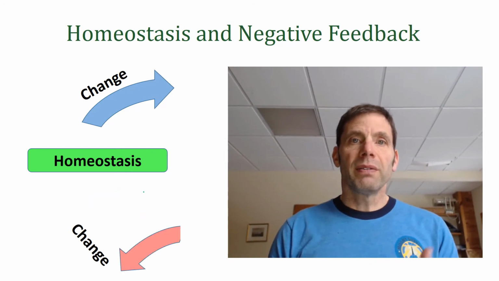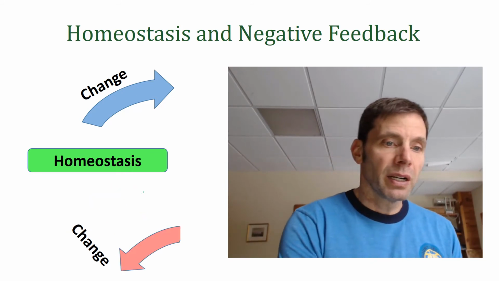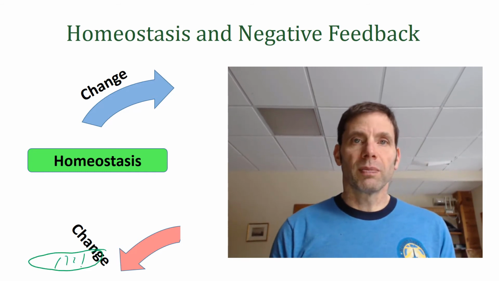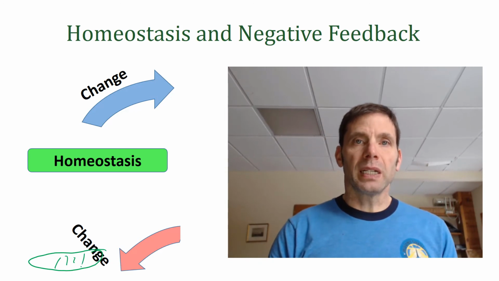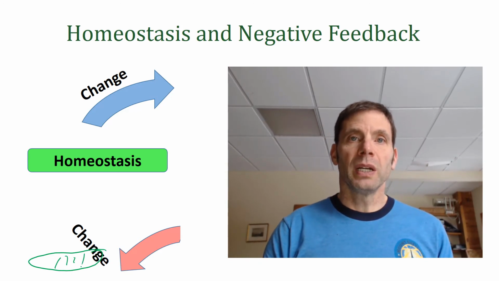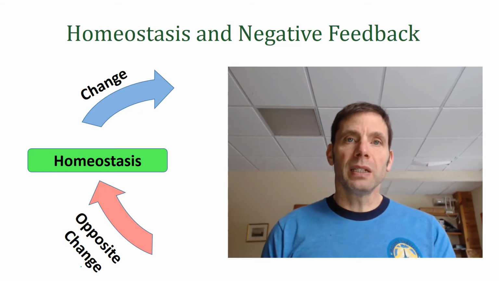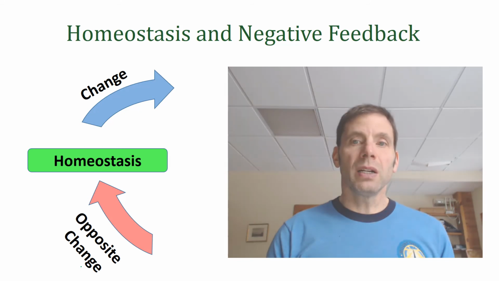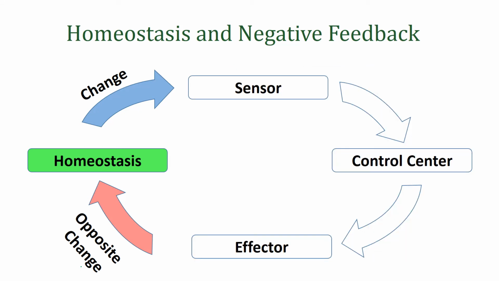If there were a different change, then we don't end up at the set point where we started, we end up somewhere else. So in order to maintain homeostasis, we require a negative feedback loop. In a negative feedback loop, any initial change is countered by the opposite change. This process is maintained through a sensor. The sensor is interpreted by a control center. The control center decides what needs to be done and sends a signal to an effector. The effector requires the tools to bring about that opposite change.